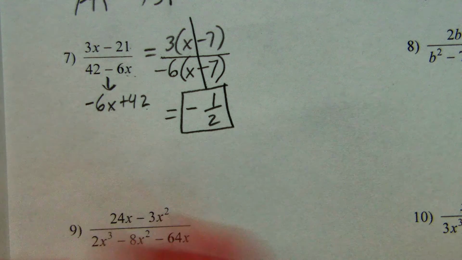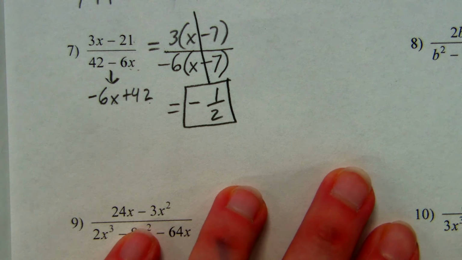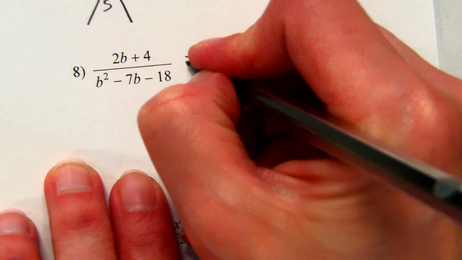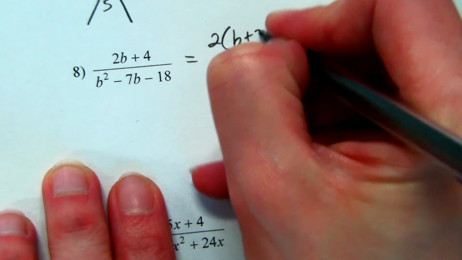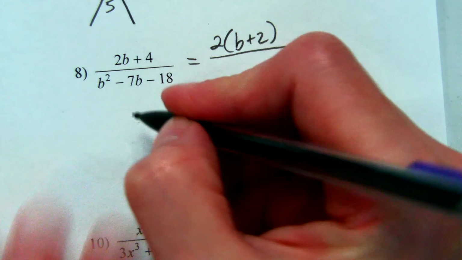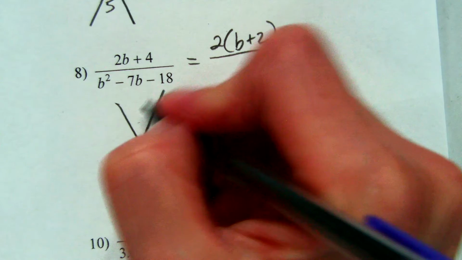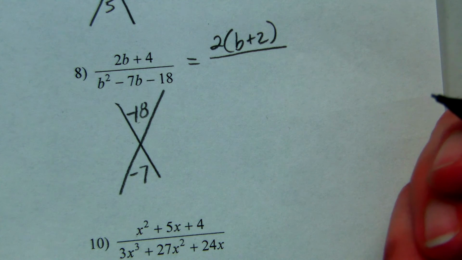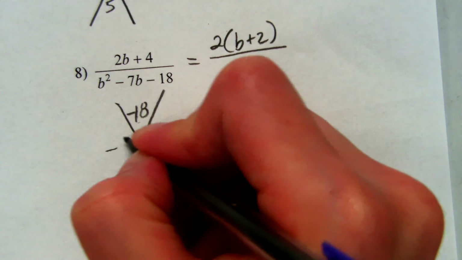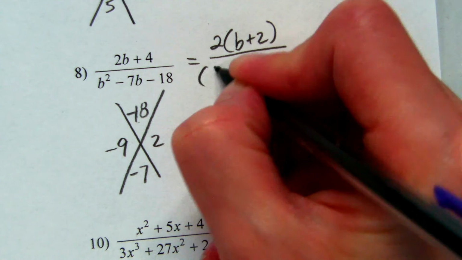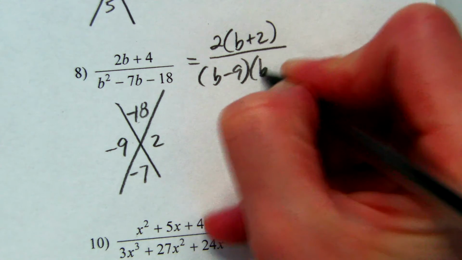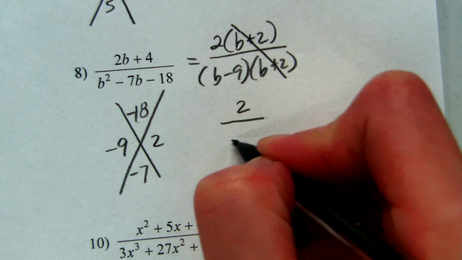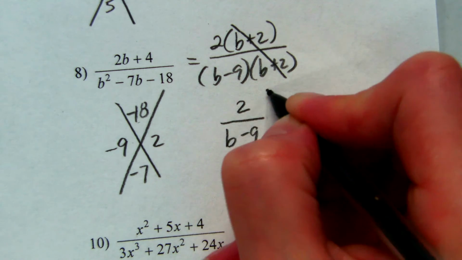Simple. Okay, so let's take a look at 8. What can we do with the top? 2. Take out a 2, and then we have b plus 2 in there, and the bottom we'll use the x. So multiplies to make negative 18, adds to make negative 7. So negative 9 and positive 2. So b minus 9 and b plus 2. So the b plus 2's will cancel, and we'll just get 2 over b minus 9.